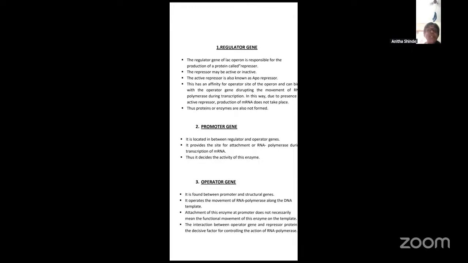Now coming to the operator gene, it is present between the promoter and the structural genes. So it operates the movement of RNA polymerase along the DNA template. So attachment of this enzyme at the promoter, what will it try to do? It will try to interact between the operator and the repressor protein. So it is actually a decisive factor for controlling the action of the RNA polymerase.